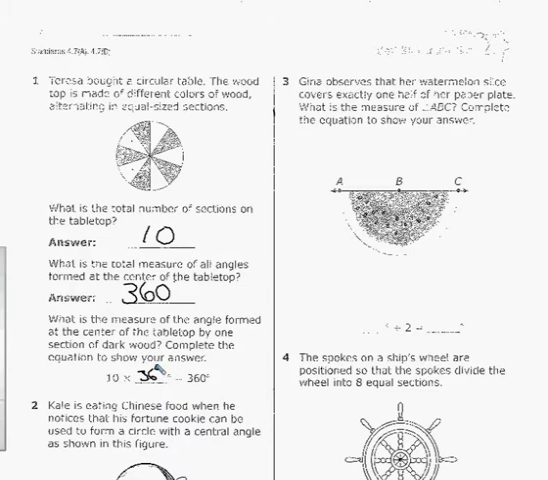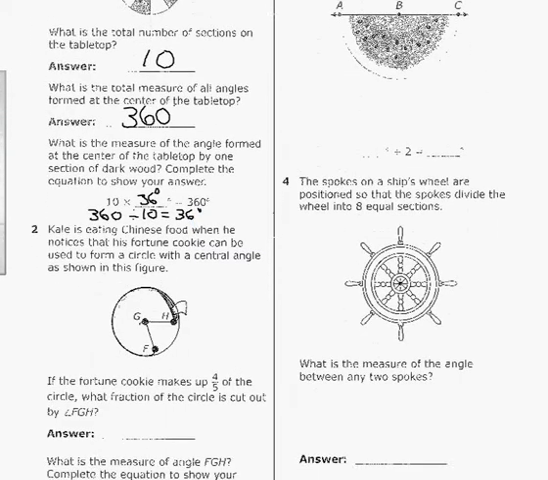Or I could do the problem. What I'd probably do is 360 divided by 10 equals 36. It'd be 36 degrees. Then slide it down. We'll look at problem number 2.